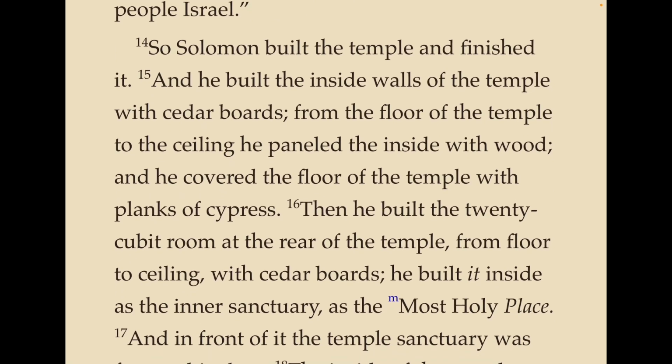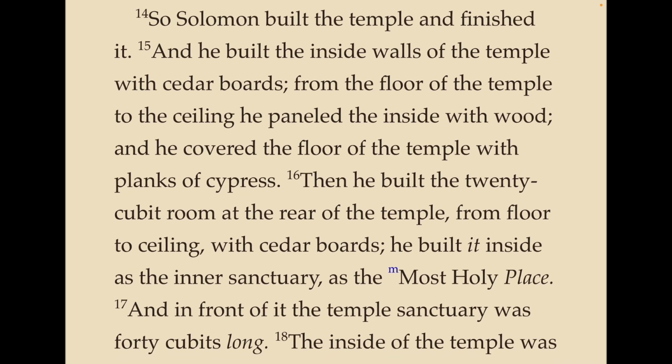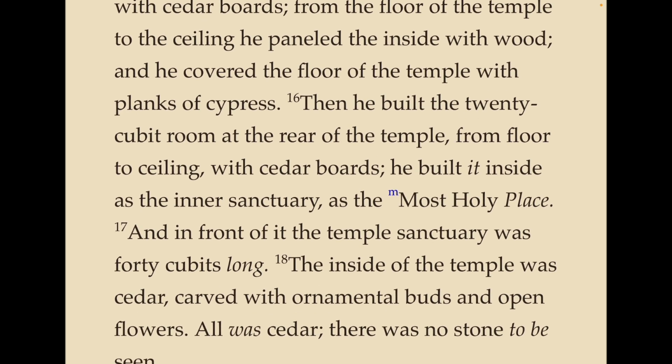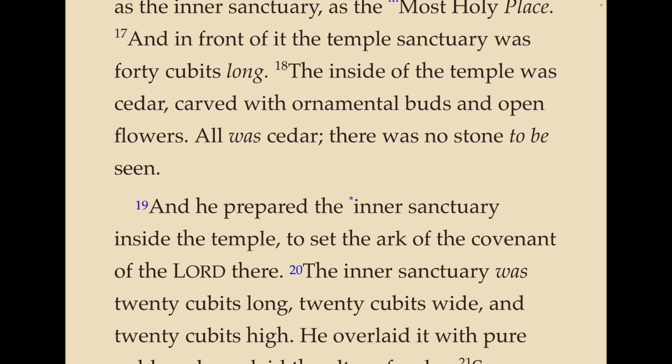And he built the inside walls of the temple with cedar boards from the floor of the temple to the ceiling. He paneled the inside with wood, and he covered the floor of the temple with planks of cypress. Then he built the 20-cubit room at the rear of the temple from the floor to the ceiling with cedar boards. He built it inside as the inner sanctuary, as the most holy place, and in front of it the temple sanctuary was 40 cubits long.